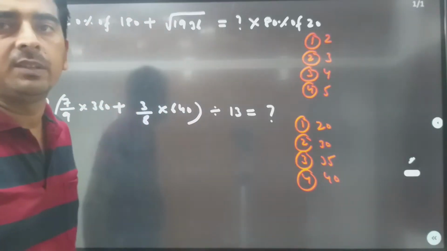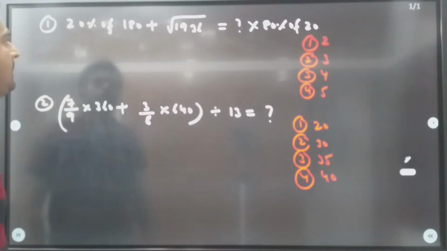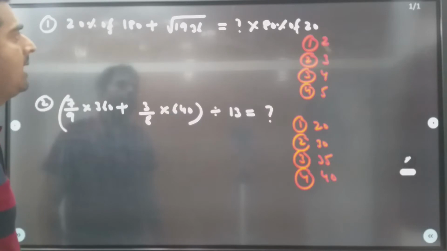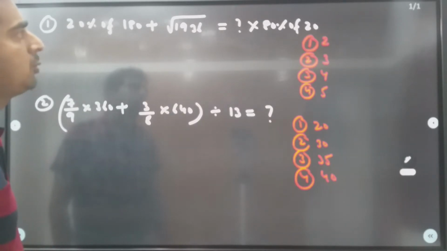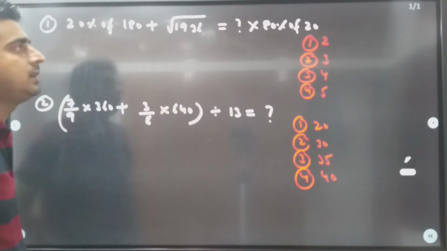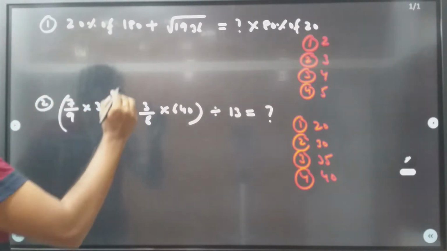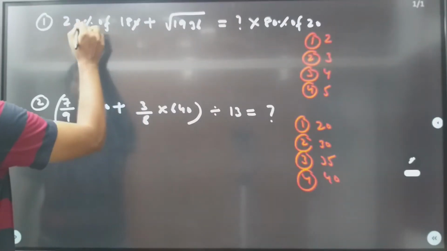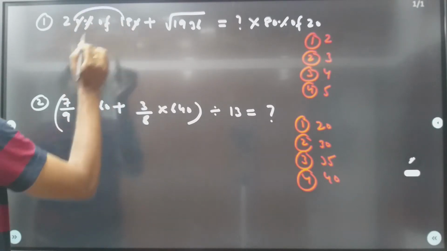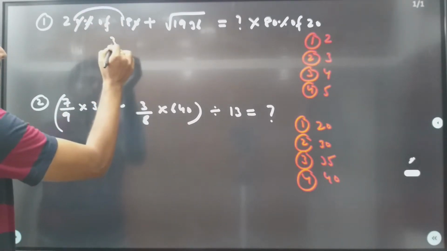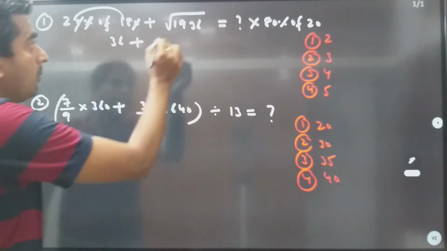So the first two questions I wrote on the board. 20% of 180 plus square root of 1936 is equal to question mark into 80% of 20. How do we need to solve? First eliminate the percentage with 00. What is 18 into 2? 36.